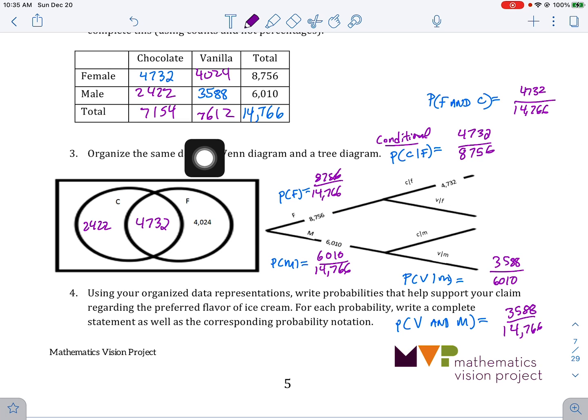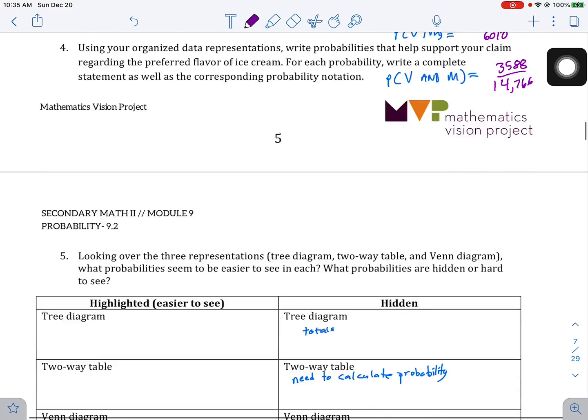So the ones that aren't female and the ones that aren't chocolate would be vanilla, and it's the vanilla males, which is 3588. So there's another piece of information that you can get. So really you can fill all three of these out if you just have one. And probably the easiest to start with is that table.